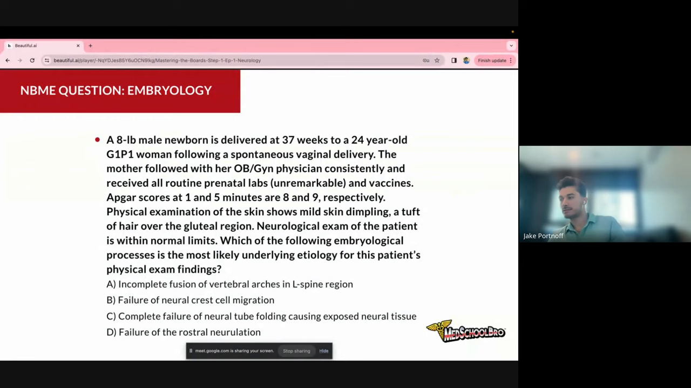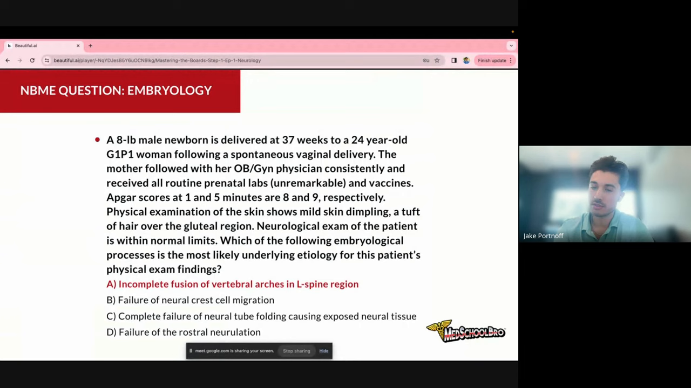We got some more A's. All right. Now, for those of you saying A's, what diagnosis are you thinking this is here? Spina bifida occulta. Okay, very good. So for those of you who did say A, you are correct.